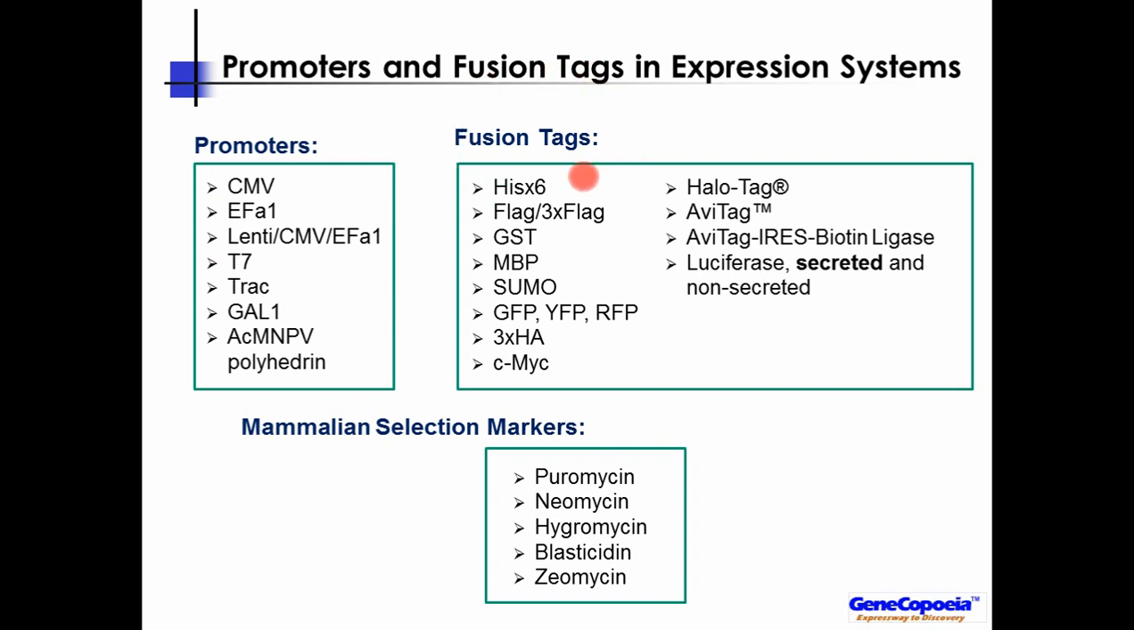In addition, as I mentioned, we have a wide variety of fusion tags. Some of these are for protein purification, mainly His, hexahistidine, and FLAG. We also have some tags that are intended for solubilization, like GST, maltose binding protein, and SUMO. In addition, we have classical fluorescence tags like GFP, RFP, and YFP. We also have some good immunoprecipitation tags like 3XHA and CMYC. In addition, we have some more specialized and higher technology tags like Halo tag and Abby tag, and I'm going to tell you more about those later in the seminar.